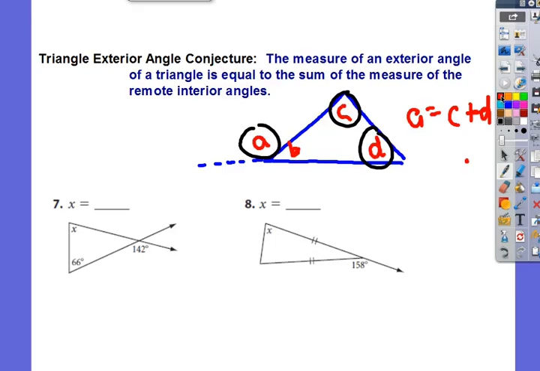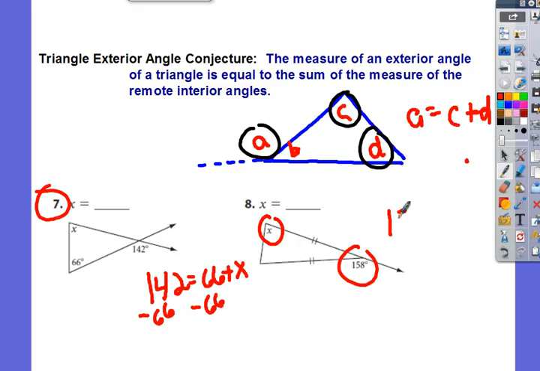So we look at some examples. We have here 142 equals 66 plus X for number 7. So to find X, we just subtract 66. Over here, for X, it's the same thing. 158 equals X plus, well, what's this going to be? You don't know. You don't have a value.